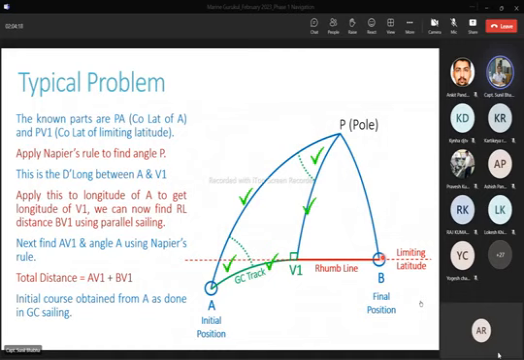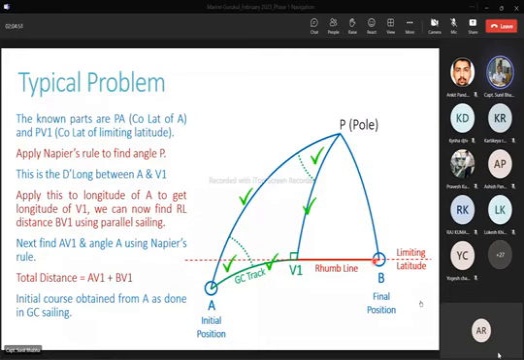And after writing this remark, you can make this PAB triangle again, and you can solve it using the great circle method, using the cosine formula, and you can find out the great circle distance. So in that case, composite sailing is not required at all. So going on a GC track, you will never cross the limiting latitude. So we follow the GC track from A to B and calculate the GC distance.